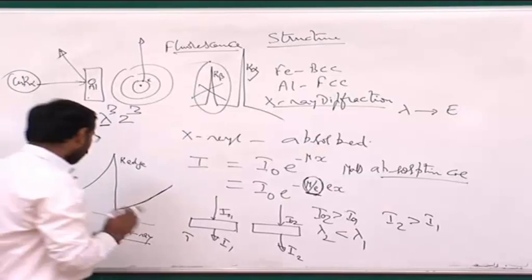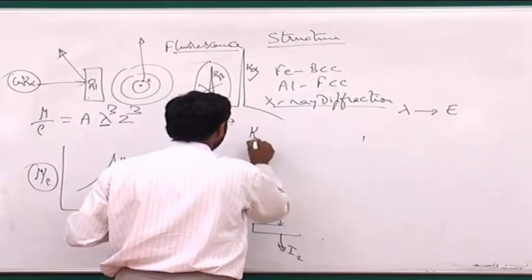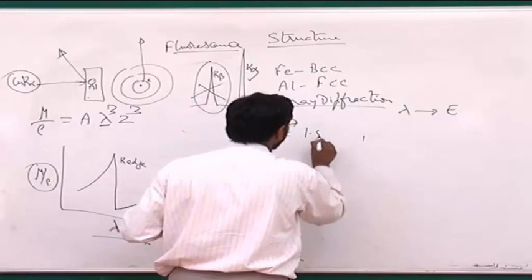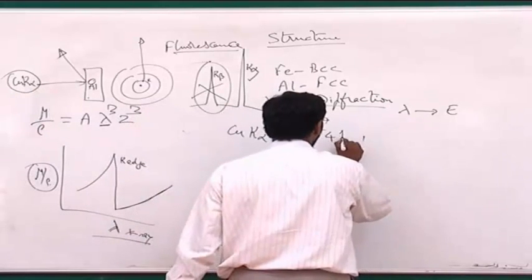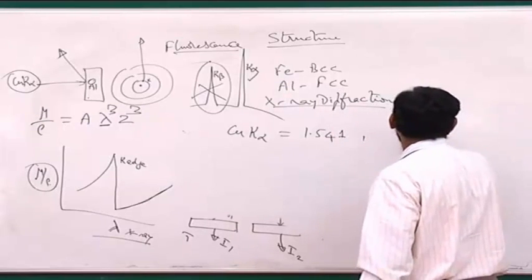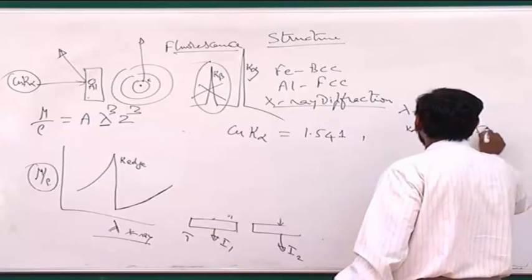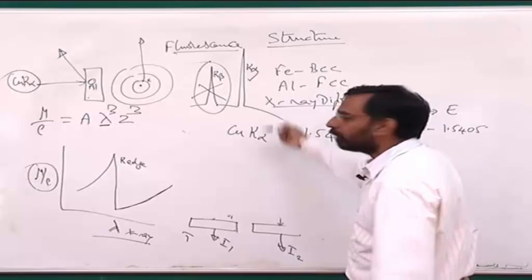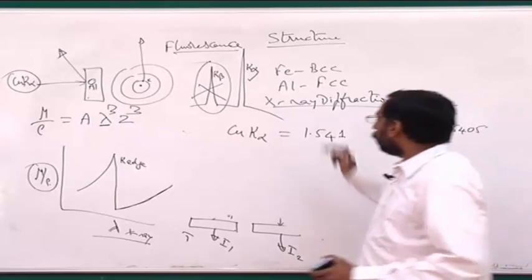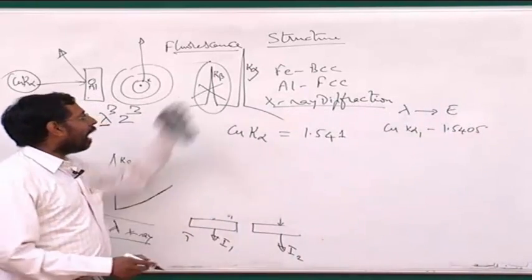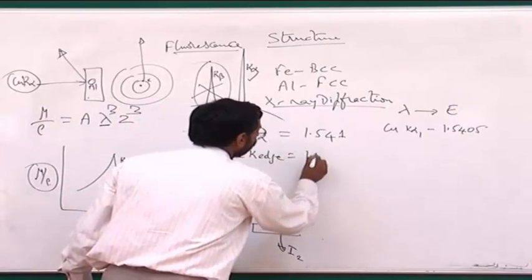For example, if I look at the copper K alpha, it has a lambda of 1.54. To be exact, it is around 1.541. In fact, copper K alpha 1 is 1.5405 to be very exact. But if I am taking an average of K alpha 1 and K alpha 2, it comes out to be somewhere 1.541. And if I look at the K absorption edge of iron, the K edge is around 1.73.